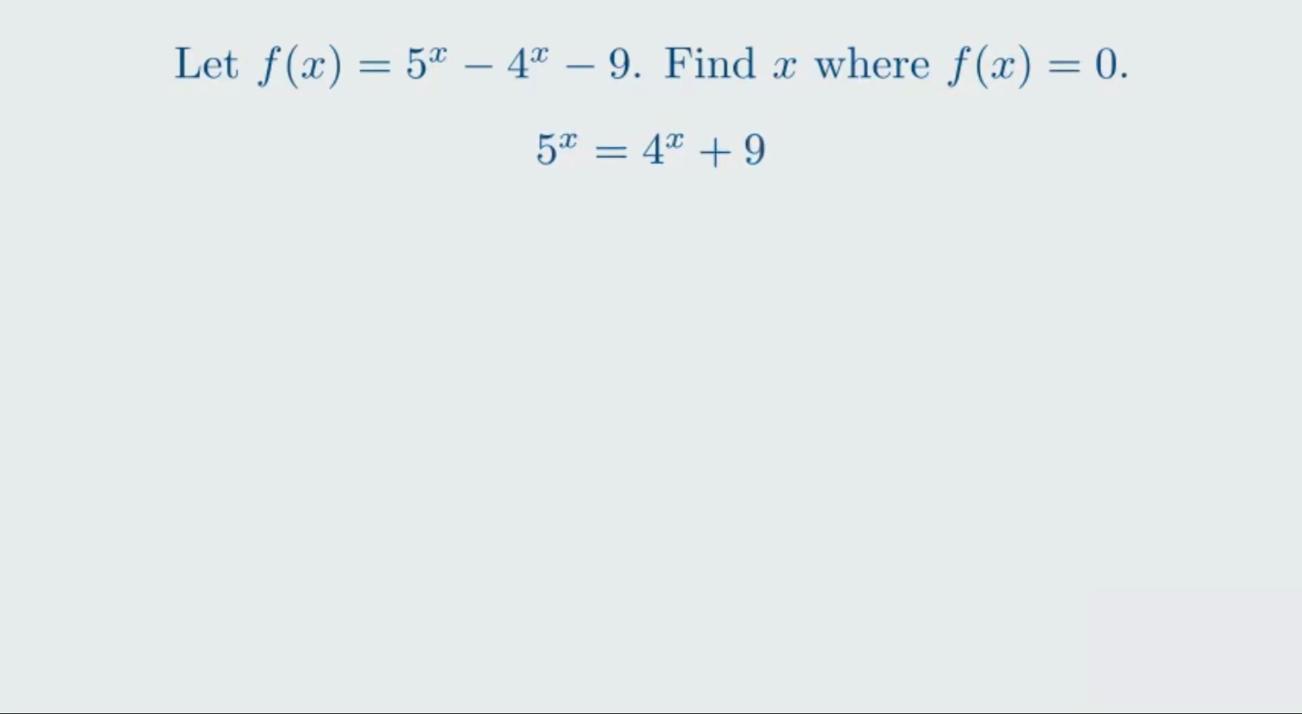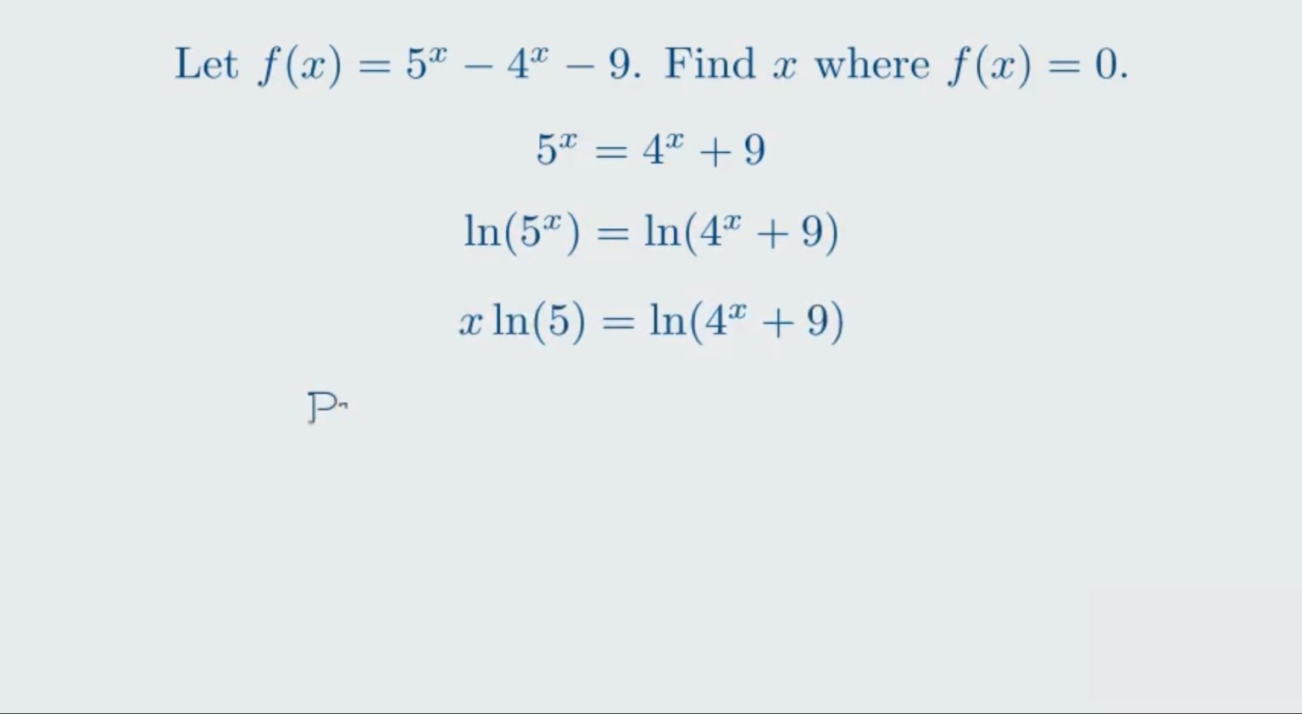If we now try to take the logarithm of both sides, let's say the natural logarithm, we get the natural log of 5 to the x equals the natural log of the quantity 4 to the x plus 9. We know a property of logarithms that allows us to bring the exponent to the front. This gives us x times the natural log of 5 on the left side. But notice, we cannot do the same thing on the right side.